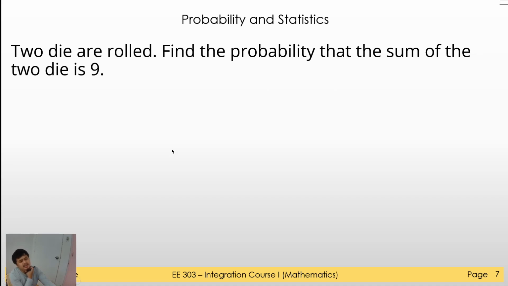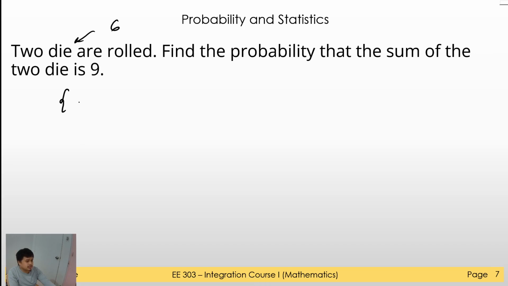So two dice are rolled, find the probability that the sum of the two dice is 9. Okay, so in here, this is kind of a trick. I think this is easier if we do this manually. So we have two dice. What is the probability that the sum of the two dice is 9? What are the cases that it will have a sum of 9? The die is only constrained to 6, so we have only 6 values there, which is 1 to 6.